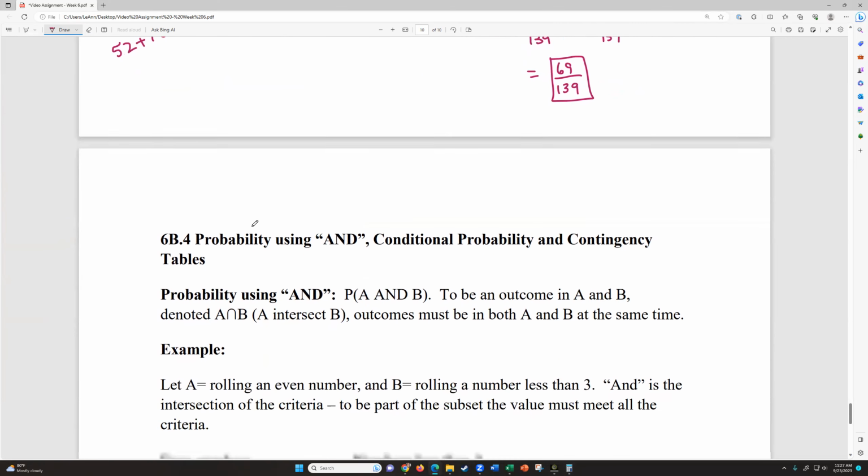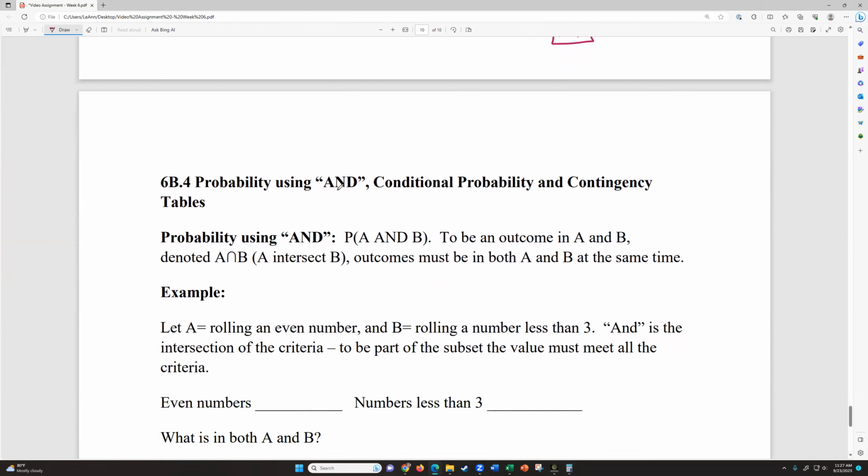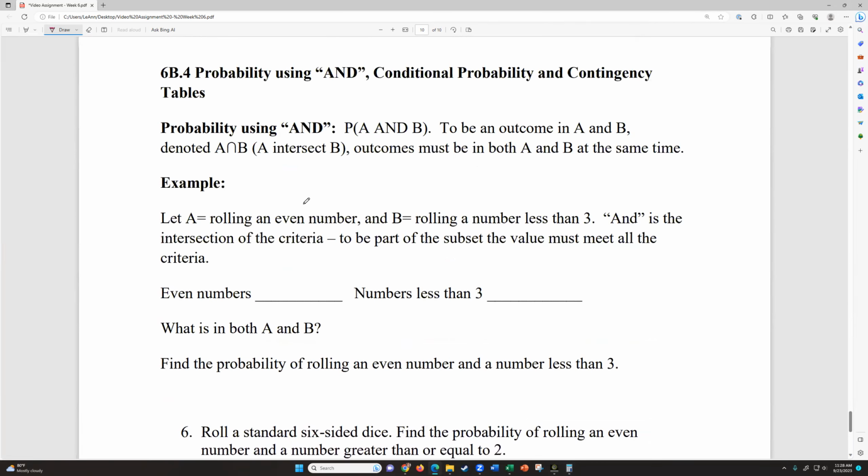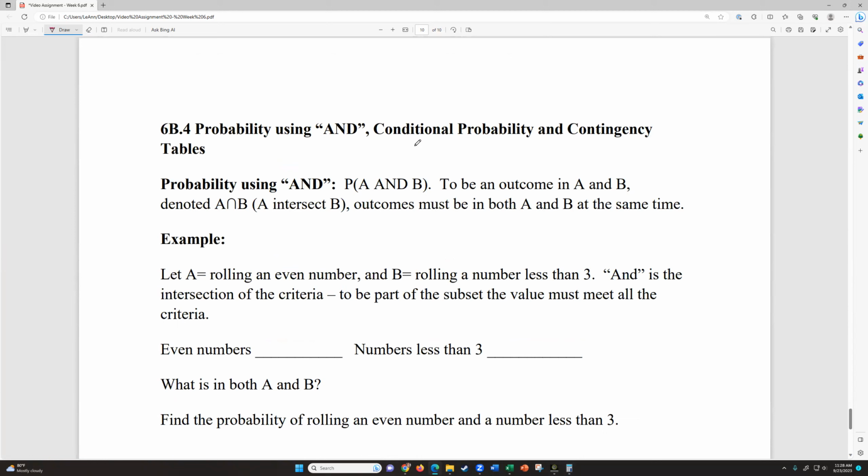So 6B4, probability using and. So notice the connection between the words is and this time instead of or. We are going to spend a lot more time in class defining those two features and what the difference is, but let's just look at the generic kind of setup. This section also will cover conditional probabilities and contingency tables, which I did not put all of that in our pre-video, but that's just what the last section covers.